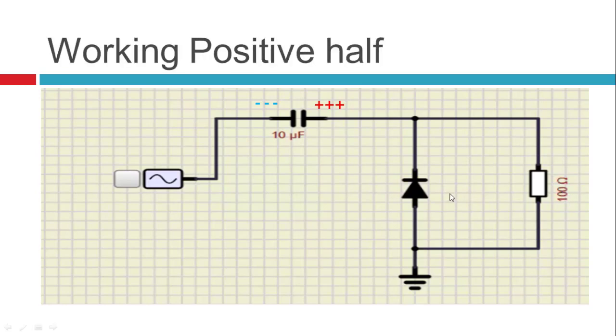Then during the positive half of the AC input, the diode is off. The diode goes into reverse bias and does not conduct, and because it is not conducting, the charges which were accumulated previously during the negative half get discharged.